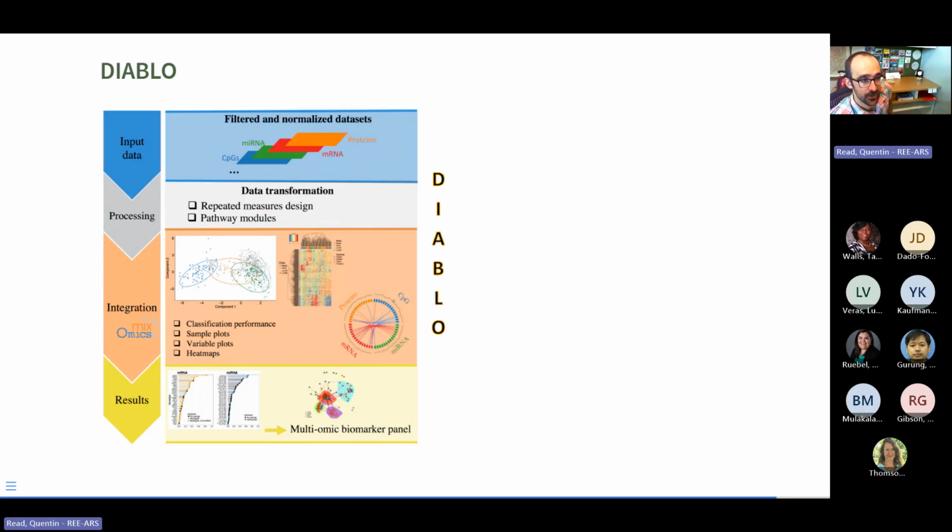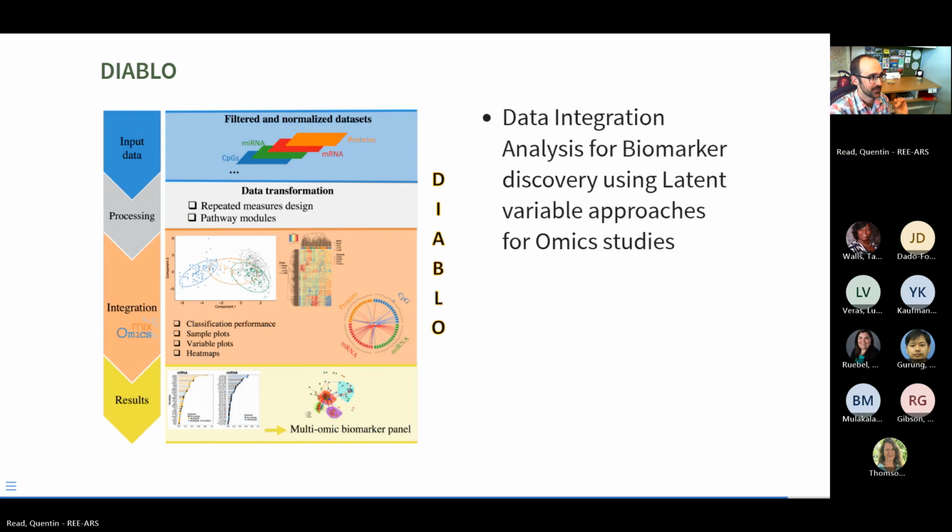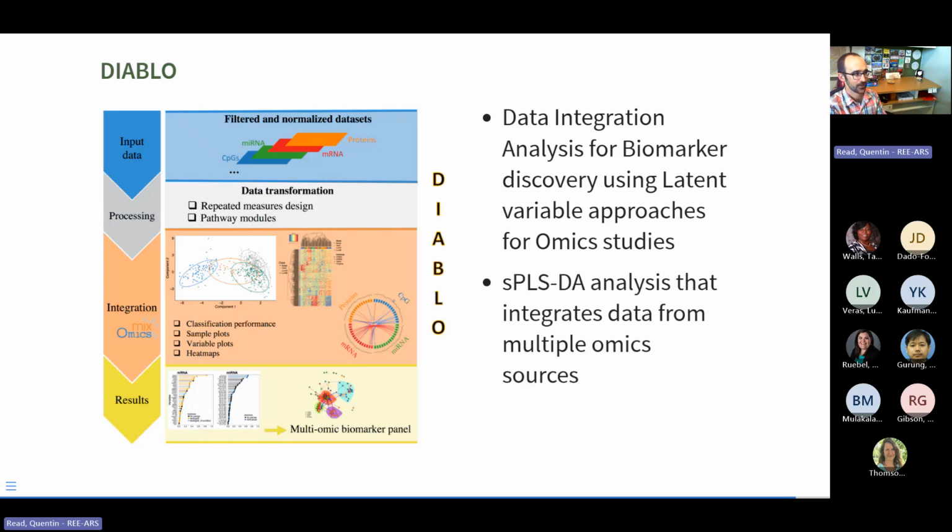Last couple of slides. Another thing, one of our last demos we're going to be doing today, is called DIABLO. That stands for Data Integration Analysis for Biomarker Discovery Using Latent Variable Approaches for Omics Studies. Kind of a mouthful, but basically it's a special variant of that sparse partial least squares that we just talked about, that allows you to integrate multiple omics data sets together. So it's basically the same technique we just talked about, but sPLS-DA is only for one omics data set, and DIABLO is basically just doing it with more than one together. So it's kind of useful.